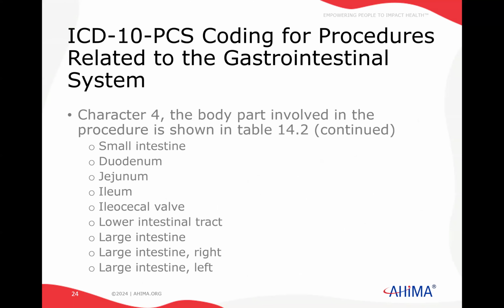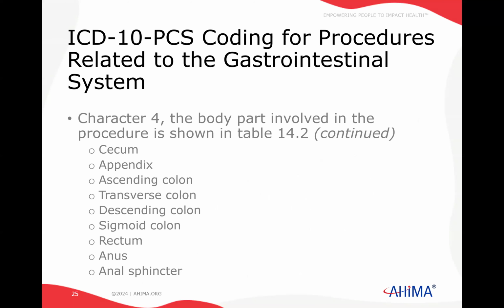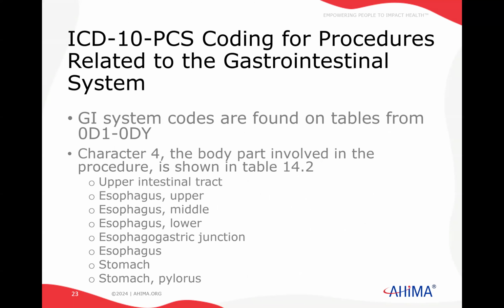And again, we just covered this: the small intestine, duodenum, jejunum, ileum, ileocecal valve, lower intestinal tract, large intestine left, right, ascending colon, descending colon. All these things are spelled out. So again, you have to read the procedure note very carefully, and that takes us through 4 characters. Moving on to the 5th character.